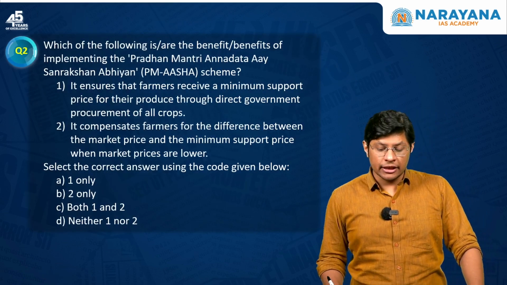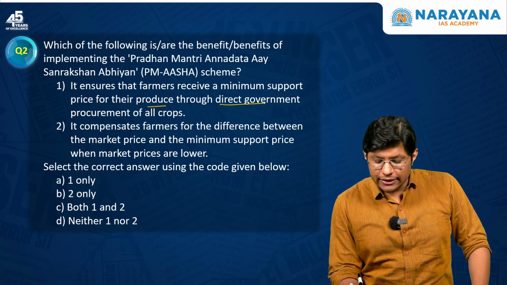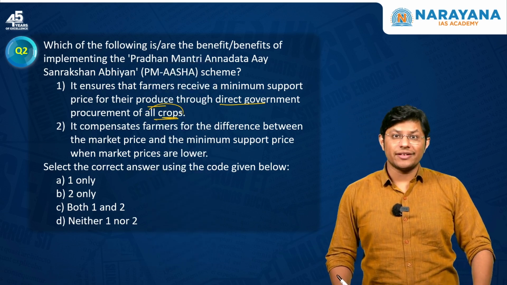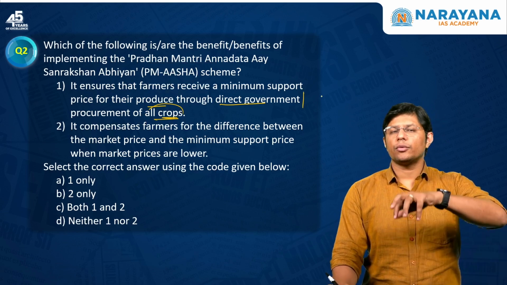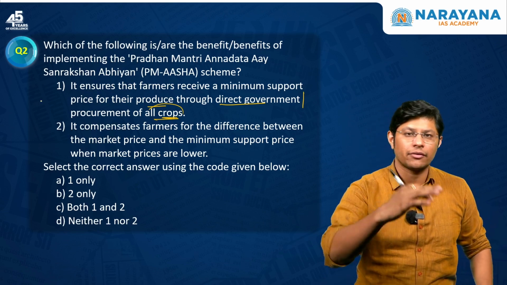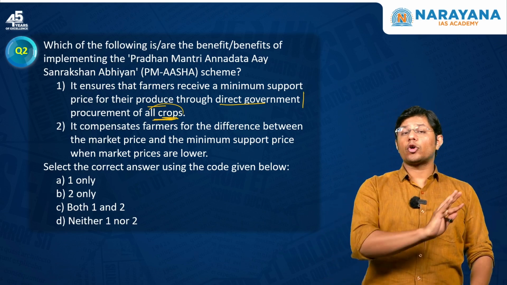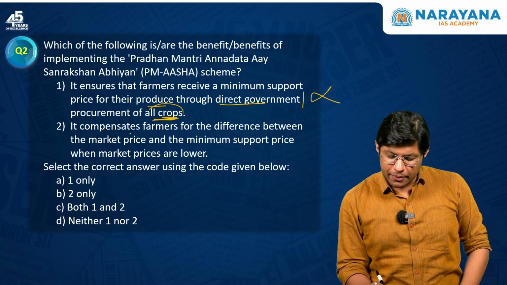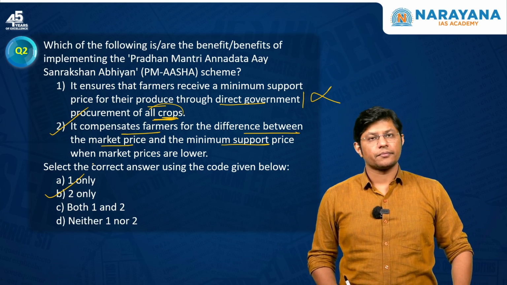Next, with respect to the PM AASHA scheme, statement 1: it ensures that farmers receive an MSP for the produce throughout, directly from the government, yes, of not all crops. See, what happens is when you're reading the first statement, you read until this point and feel that the statement is correct. So subconsciously, you do not concentrate on the remaining few words, and in a hurry, you say that statement 1 is correct. But the last 2 words are making confusion. It's not for all the crops. It's for selected crops like pulses and onions. Incorrect. Statement 2: it compensates farmers for the difference between market price and MSP. Yes, that is correct. Second, right?